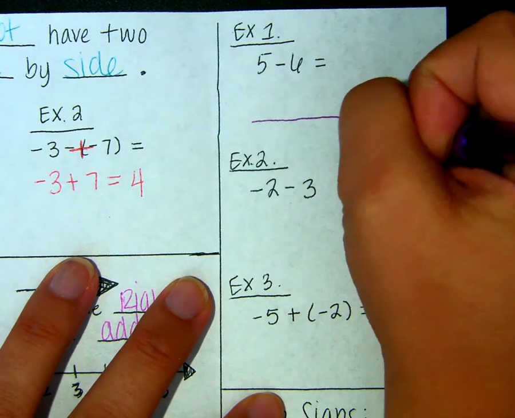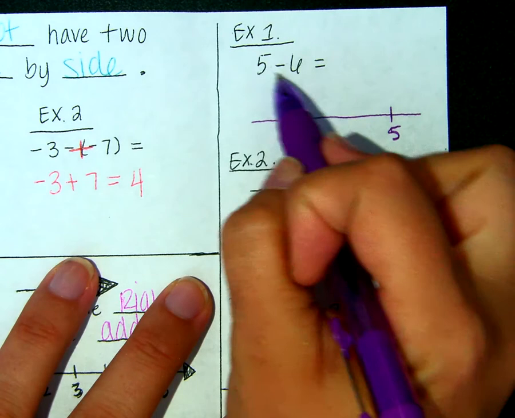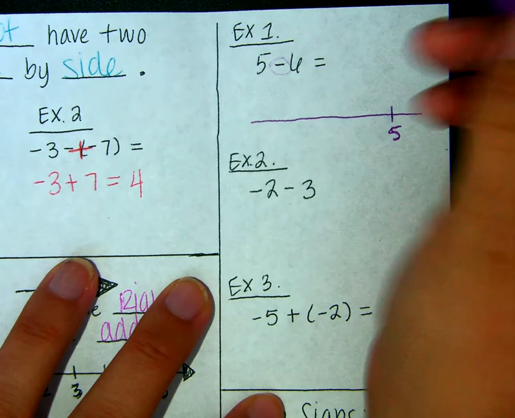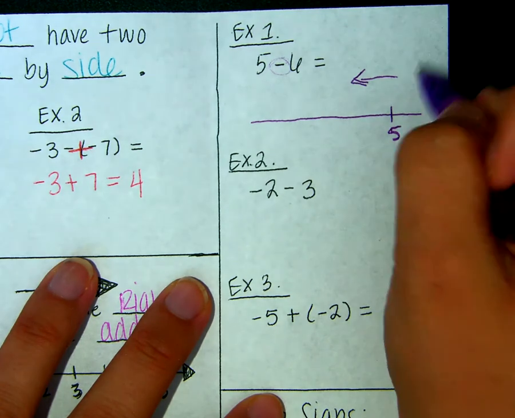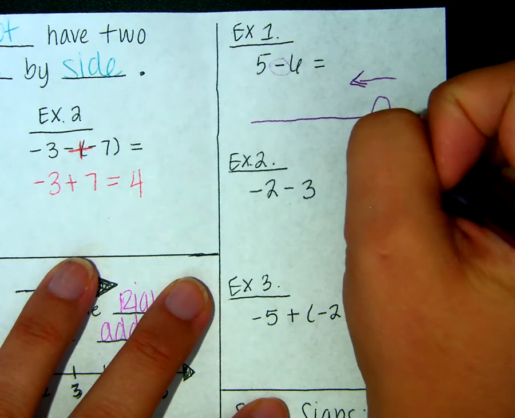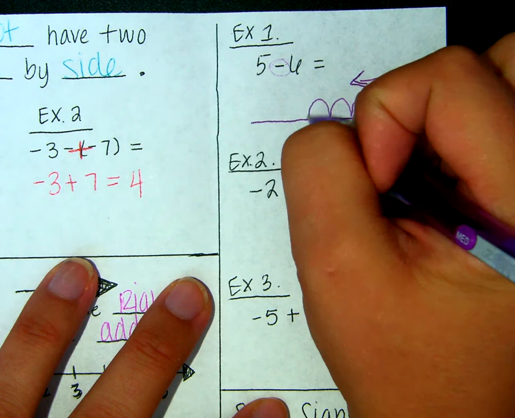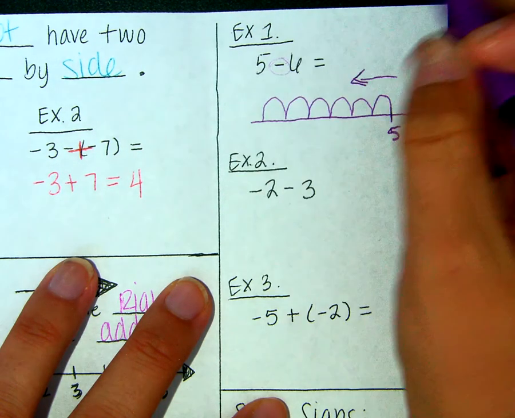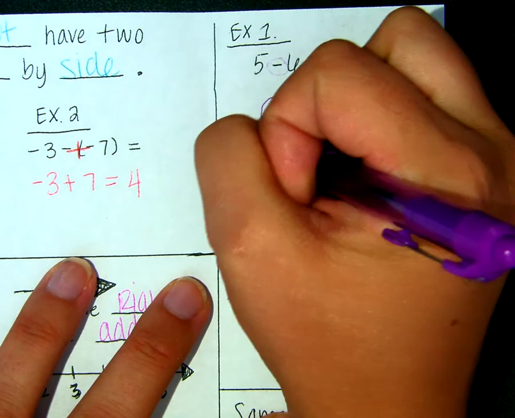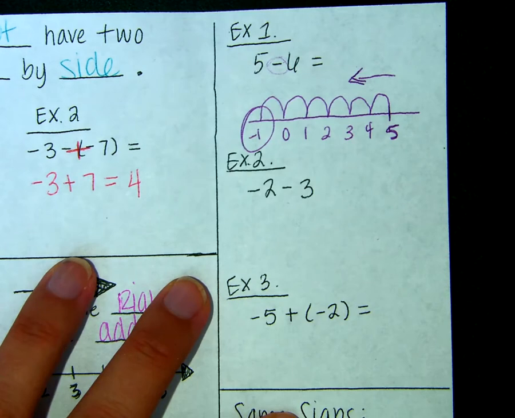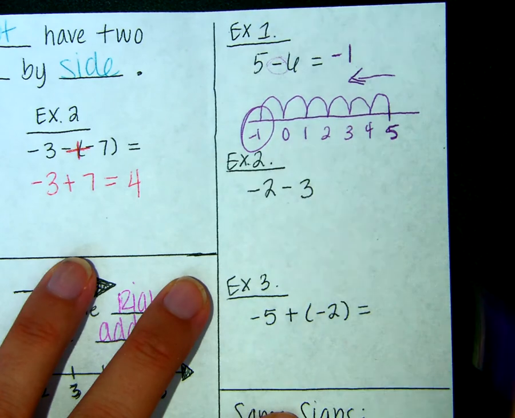So if you start off at 5, now we are subtracting. So what direction are we going to be moving? We're going to be moving to the left. So we start at 5, we're going 1, 2, 3, 4, 5, 6. We got 4, 3, 2, 1, 0, negative 1. There's your answer. Just negative 1.